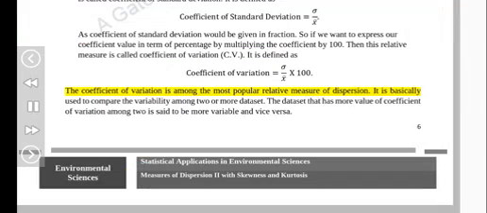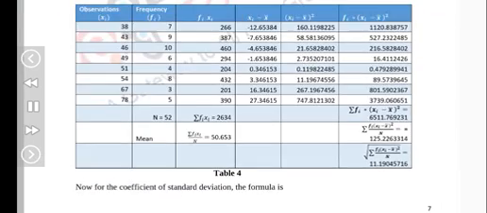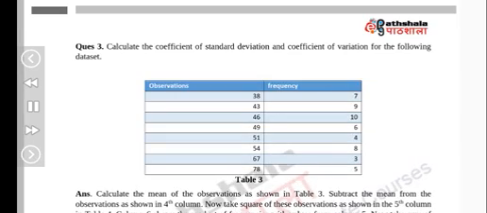The coefficient of variation is among the most popular relative measures of dispersion. It is basically used to compare the variability among two or more datasets. The dataset that has the larger coefficient of variation among the two is said to be more variable, and vice versa.